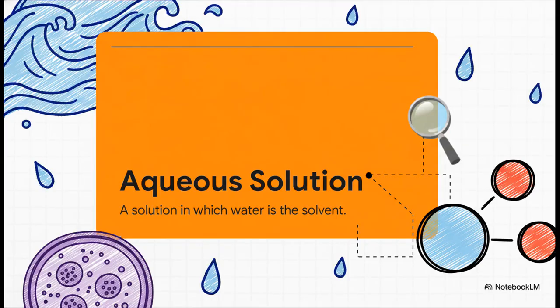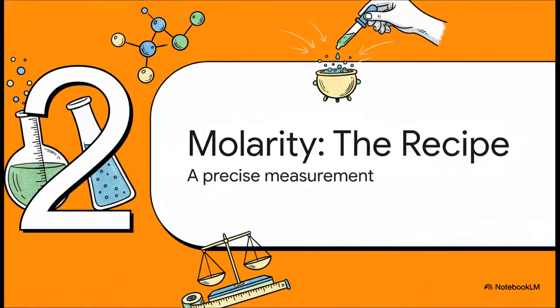And because water is, well, water, and it's so incredibly important to our planet, we have a special name for any solution where water is the solvent. We call it an aqueous solution. From the oceans to the inside of our own cells, we are surrounded by and made of aqueous solutions. Okay, so we've got our terms down.